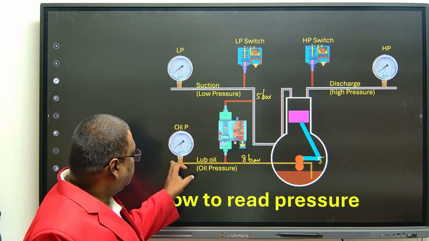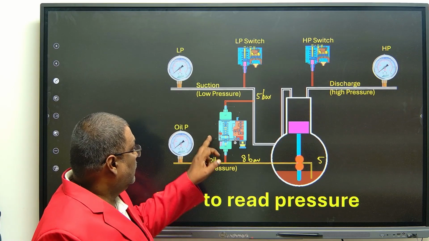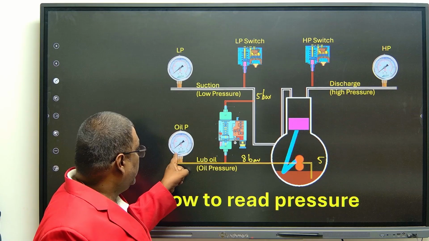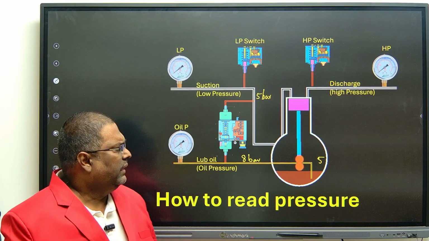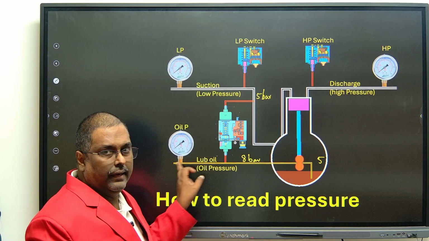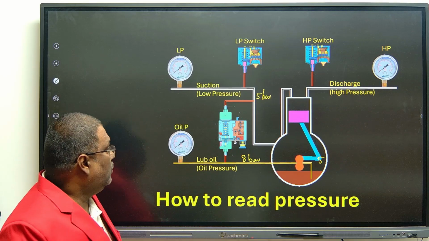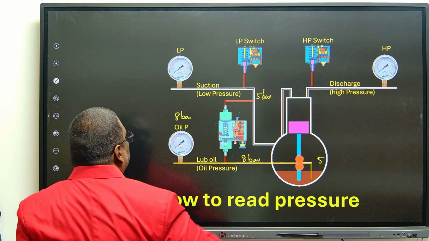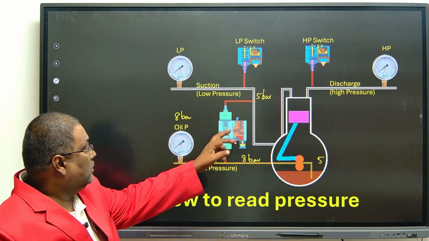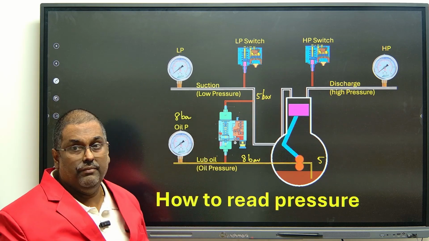Okay. So now, for your lube oil pressure here, we fixed one manometer. This is a simple manometer. It is just showing the pressure in the line. What will it show? It will show 8 bar. Correct? 8 bar. Suppose, for example, here we are giving 5 bar.